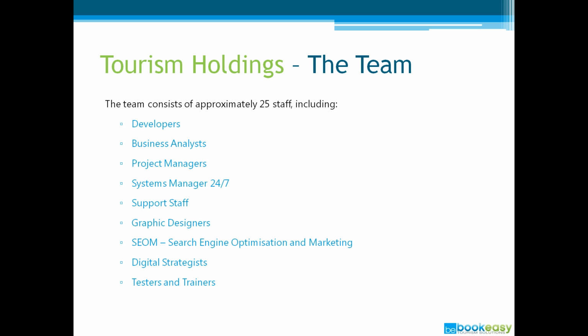So basically we've got 25 staff here, including developers, business analysts, project managers, assistant manager, so he's always on 24/7 on call, managing, just making sure if the systems go down, he's going to get an alert and he'll be onto that straight away. Support staff, graphic designers, so we've got a search engine optimization and marketing team. That's a third-party team. They don't actually work here, but we send all that work out to them. Digital strategists, and we've got testers and trainers such as myself.